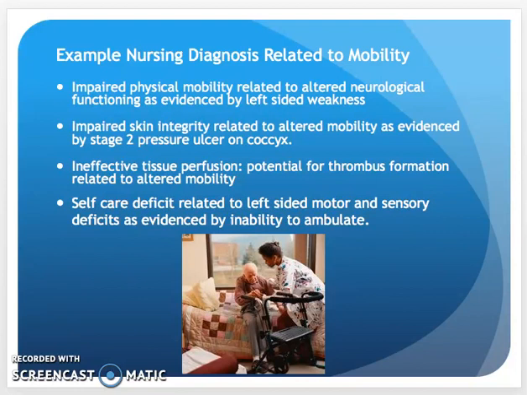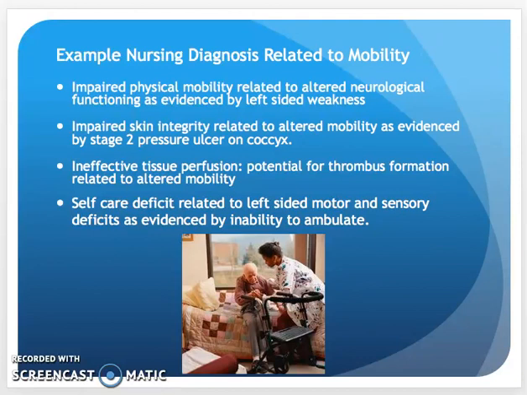The second one is an example of a related problem: impaired skin integrity related to altered mobility, as evidenced by a stage 2 pressure ulcer on the coccyx. Or this is another related potential problem: ineffective tissue perfusion related to potential for thrombus formation related to altered mobility. Or a psychosocial consideration: self-care deficit related to left-sided motor and sensory deficits, as evidenced by inability to ambulate.